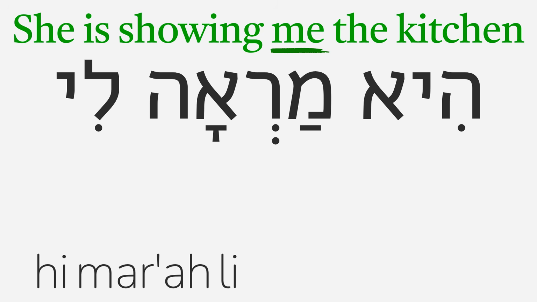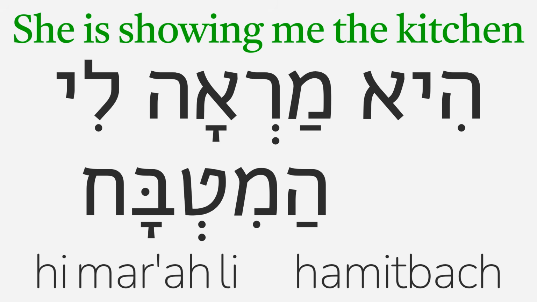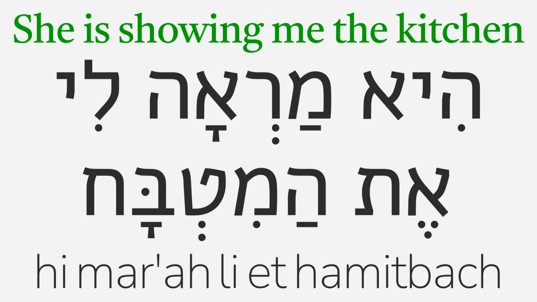Me is li, literally to me, and the kitchen is ha-mitbach. Ha-mitbach is the definite direct object of the verb mar'ah, so the preposition et goes before it. That makes hi mar'ah li et ha-mitbach. She is showing me the kitchen. Hi mar'ah li et ha-mitbach.